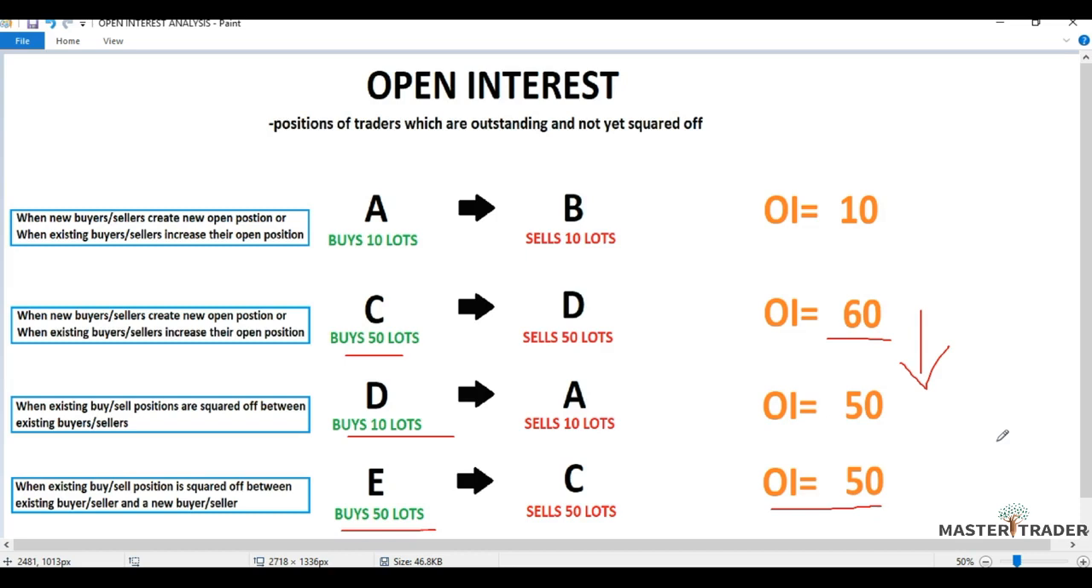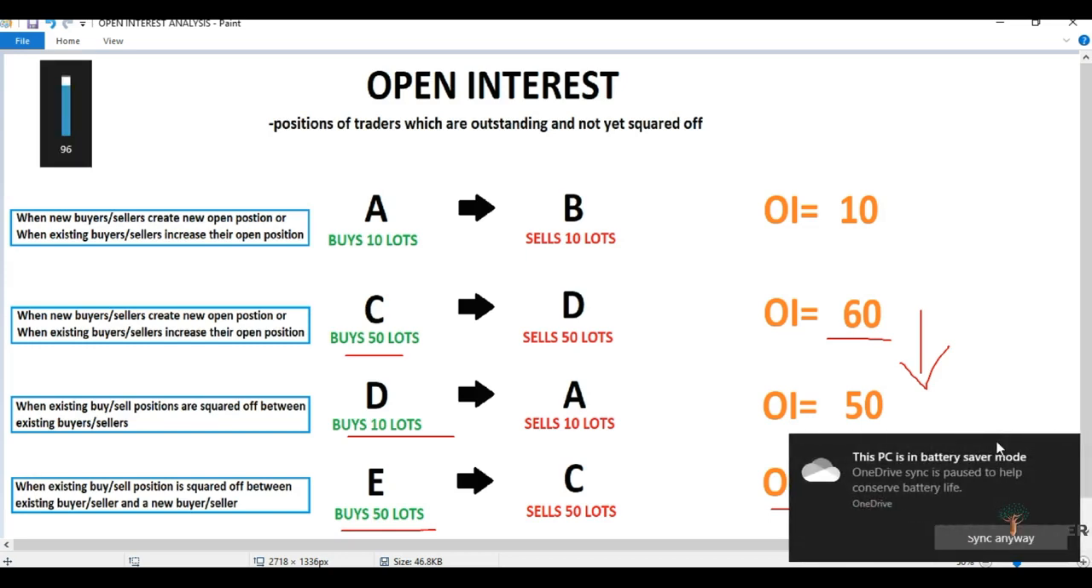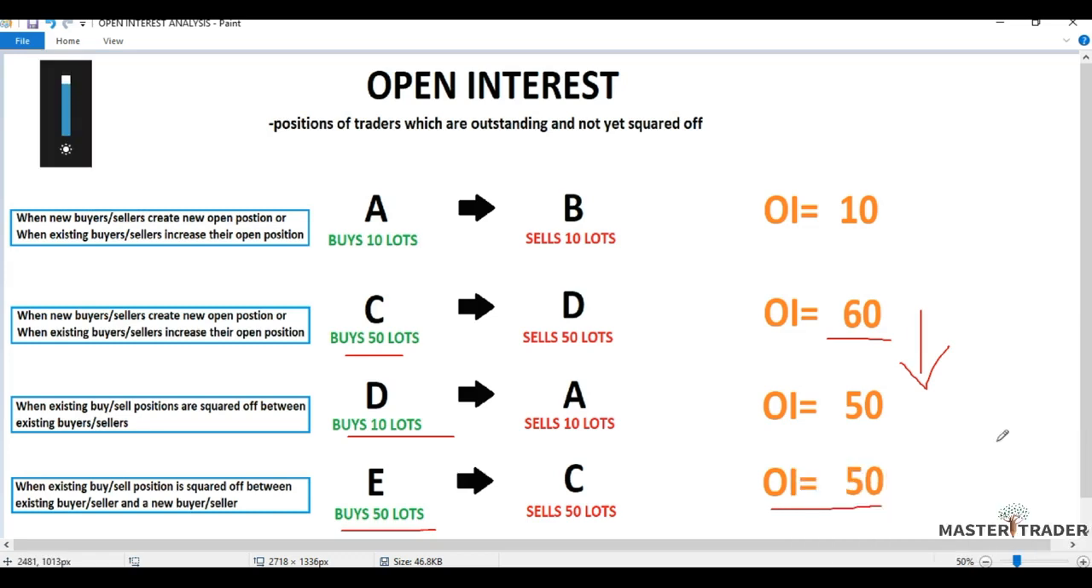We need to keep one thing in mind about open interest: it is used only in the derivatives market, meaning in futures and options. So open interest is used in indices like Nifty and Bank Nifty, and their options, the calls and the puts, and then it is also used in stock futures and their call and put options. So this is not to be used in the cash market. This is to be used only for futures and options.